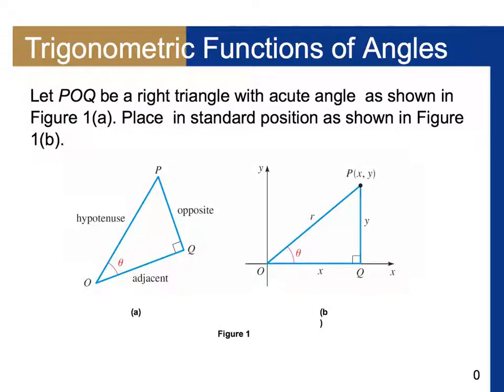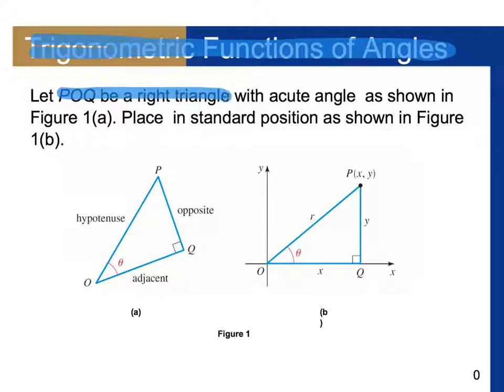Hey, this is Math 105, section 6.3. We're looking at trig functions of angles using our triangle approach. Continuing. Okay, so we have POQ, which is a right triangle. It's labeled by the vertices, so P, O, and Q.